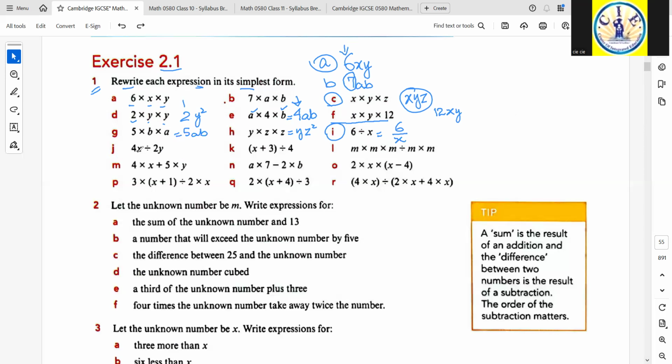In part J, 4x is being divided by 2y. So we would write it 4x divided by 2y. Now here we observe that the coefficients 4 and 2 can be cancelled on a same table of 2. So 2 times 2, that is 4. So the final answer could be 2x divided by y. Okay.